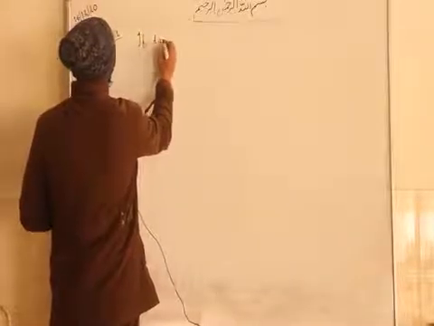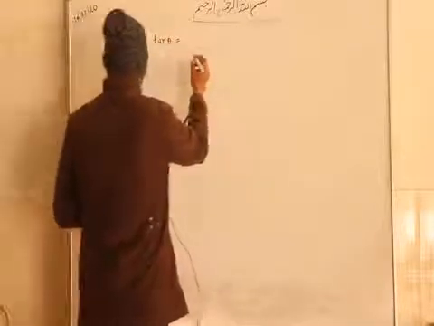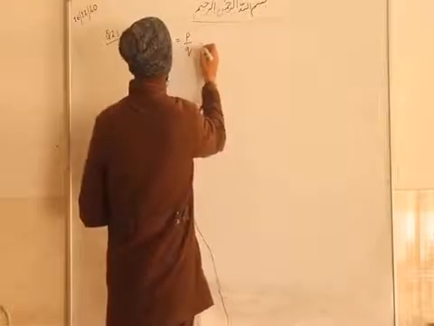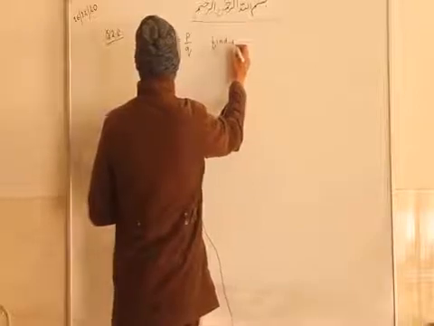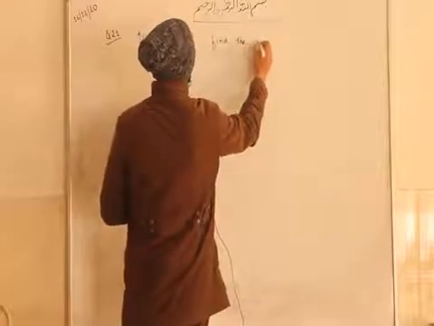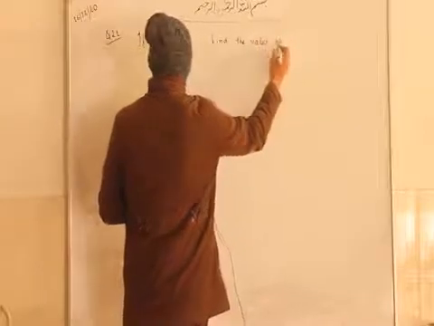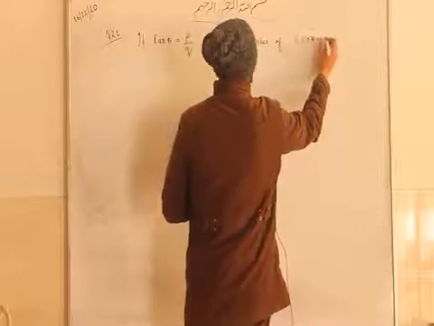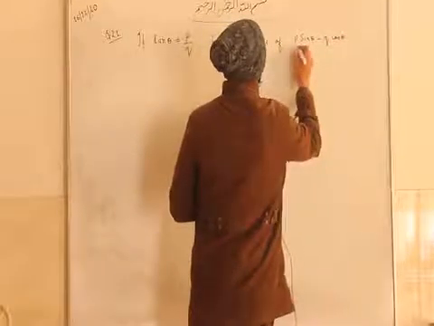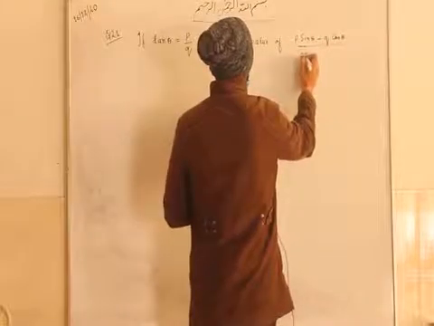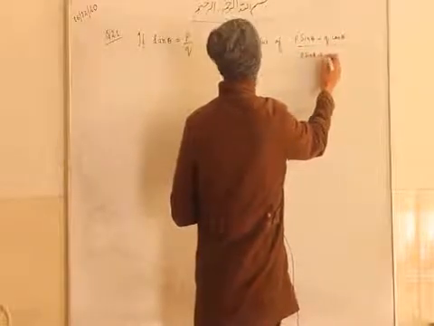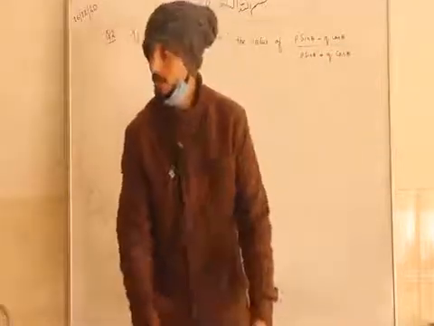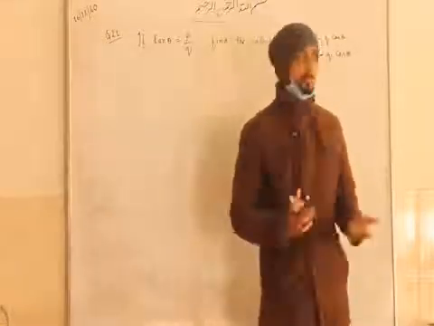If tan theta is equals to P upon Q, then find the value of (P sin theta minus Q cos theta) divided by (P sin theta plus Q cos theta). Okay, this is a question. No problem. Okay, this is a simple thing.